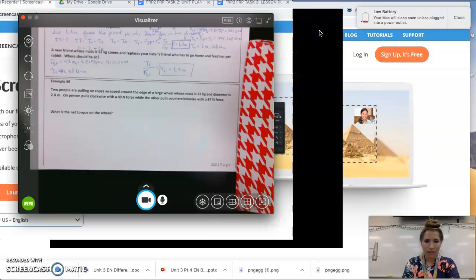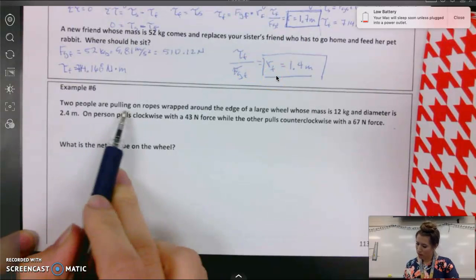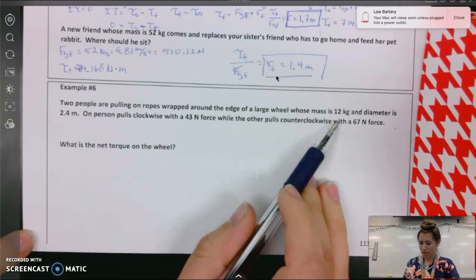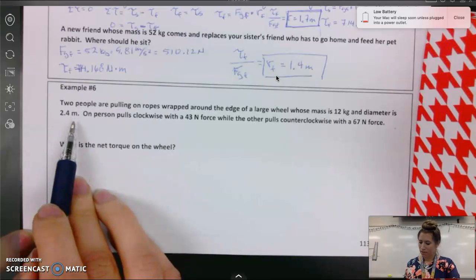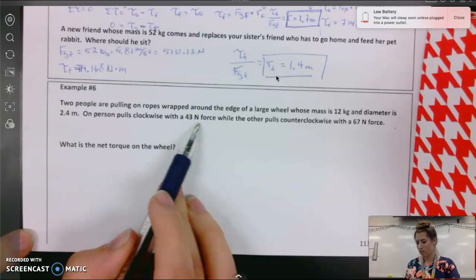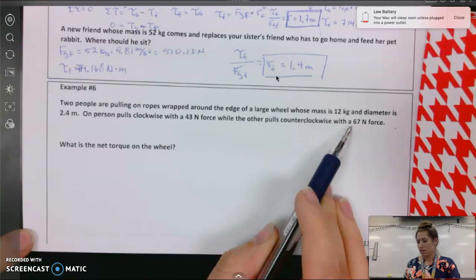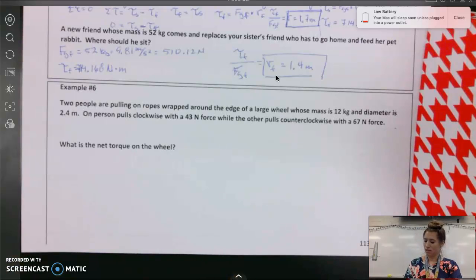Okay, example number 6. Two people are pulling on ropes wrapped around the edge of a large wheel whose mass is 12 kilograms and the diameter is 2.4 meters. One person pulls clockwise with a 43 Newton force, while the other pulls counterclockwise with a 67 Newton force. What is the net torque on the wheel?